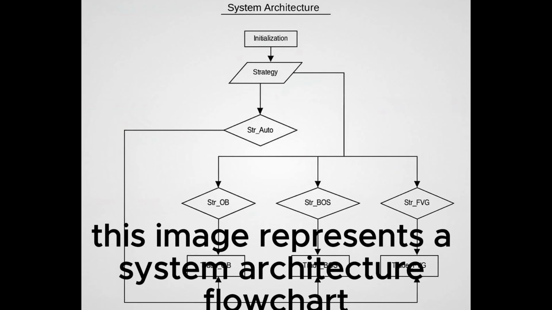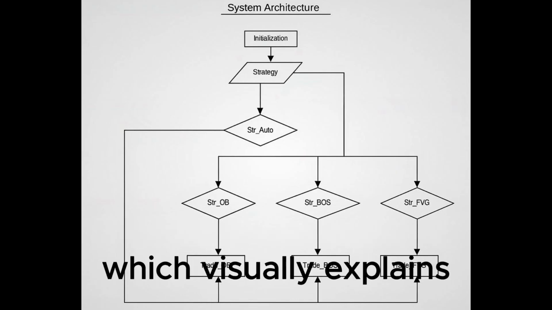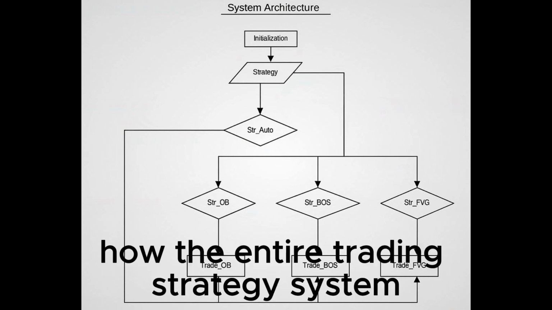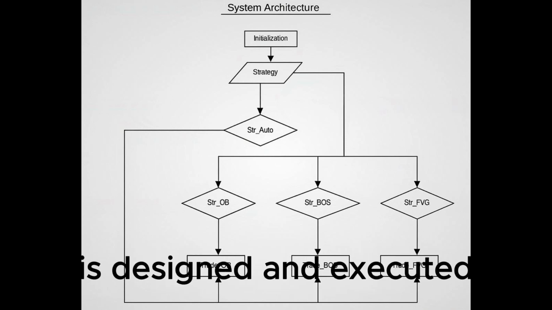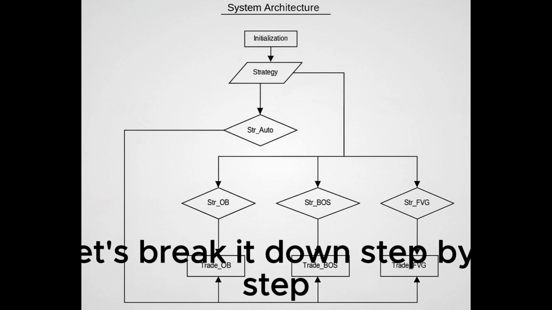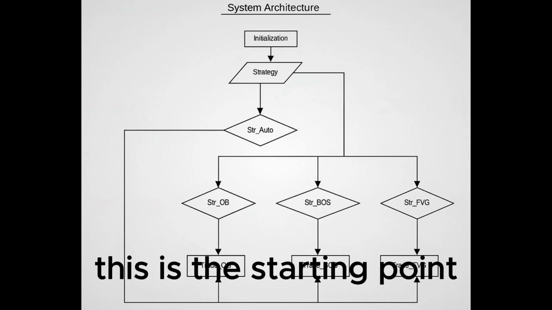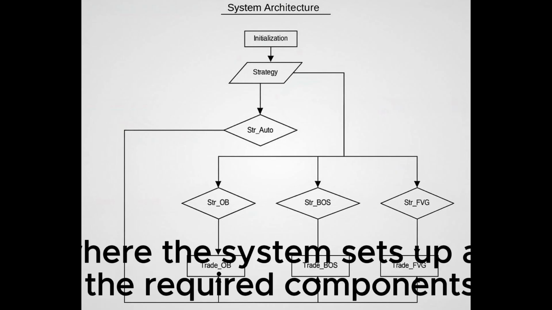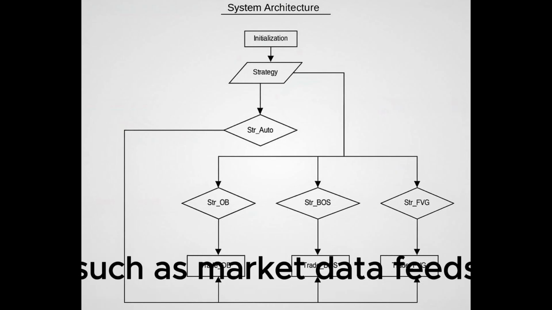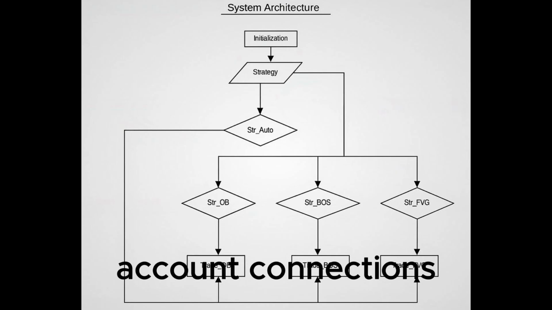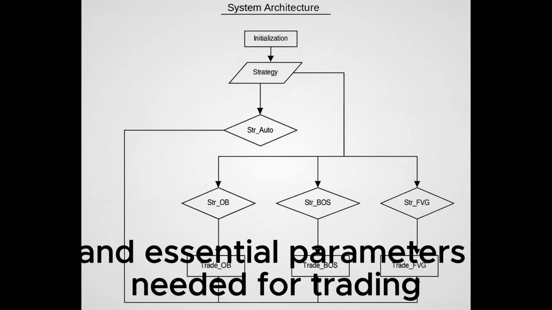This image represents a system architecture flowchart, which visually explains how the entire trading strategy system is designed and executed. Let's break it down step by step. At the very top, the process begins with initialization. This is the starting point where the system sets up all the required components, such as market data feeds, account connections, and essential parameters needed for trading.